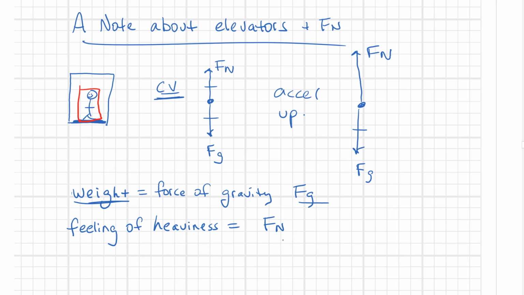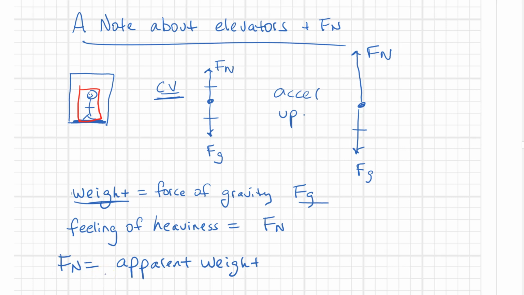force. Now, physicists often don't like this phrase feeling of heaviness, so we've actually invented another term. We've called this the apparent weight. So we can say an object's apparent weight, which is kind of like how heavy you feel if you are the object, that's another term for the normal force.